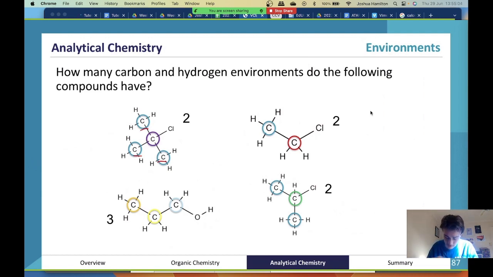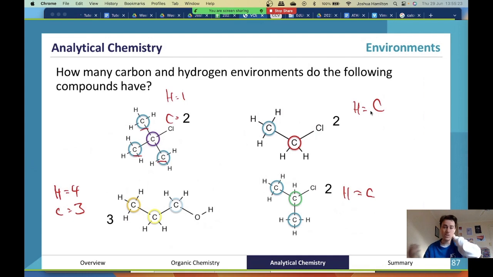So as you can see, this one matched up, so hydrogen and carbon were the same. This one here, hydrogen and carbon were the same. However, over here, this one was different because hydrogen was 4 and carbon is 3. And then here, hydrogen was 1 and carbon was 2. So sometimes they're different, sometimes they're the same. You cannot assume that they're always going to be the same.